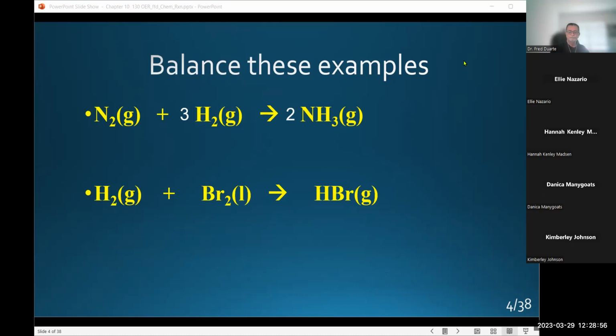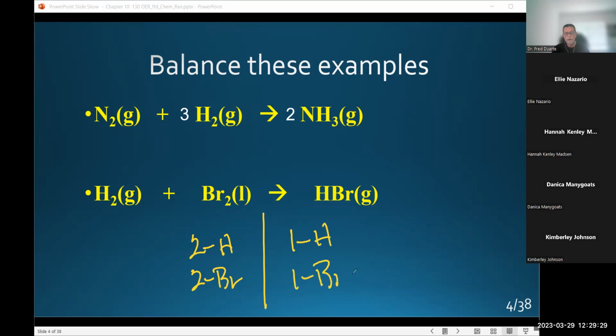In this scenario, we have 2 hydrogens as reactants and 2 Brs. I call them Brs because on the reactants side they're bromines, and on the product side they're bromides, so there's no ambiguity, call them Brs. So I've got 2 hydrogens on the left, and on the right I've got 1 hydrogen and 1 Br, in this case bromide, as you well know.